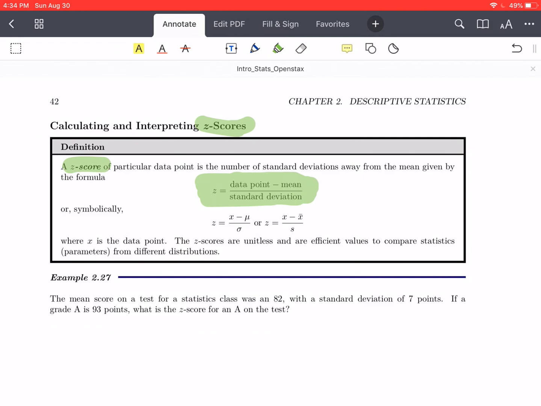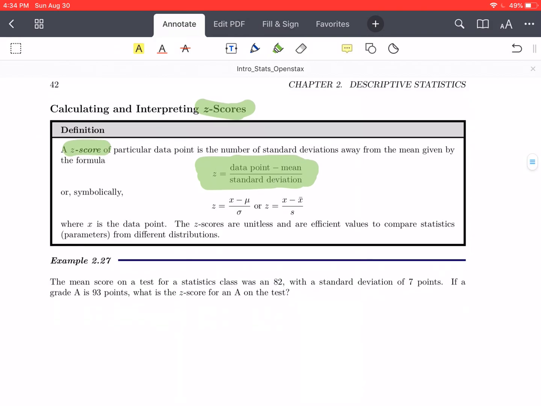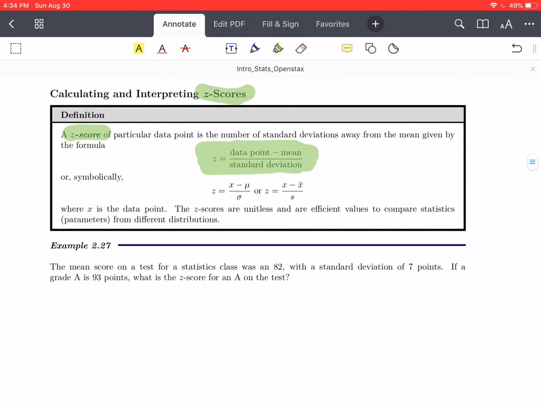Okay, so the z-scores are unitless and are efficient values to compare statistics from different distributions. So the nice thing about a z-score, no matter how big or small your data is, the z-score will give you a number that tells you something about that data, and it's consistent. It's consistent across all data sets. So let's look at this example.